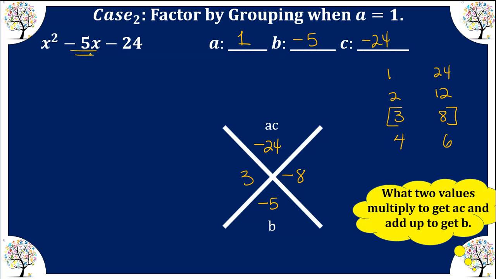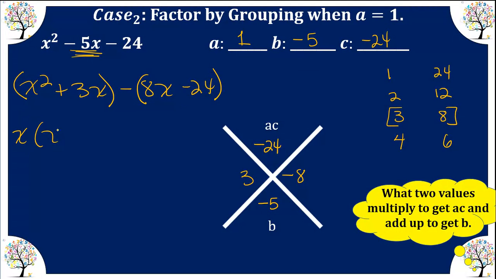So I'm going to split my middle term using 3x and minus 8x. 3x minus 8x is that negative 5x. Now let's group the first two and the last two. Factor out the GCF. Here we have a minus. I'm going to factor out an 8. And a negative divided by a negative is positive.